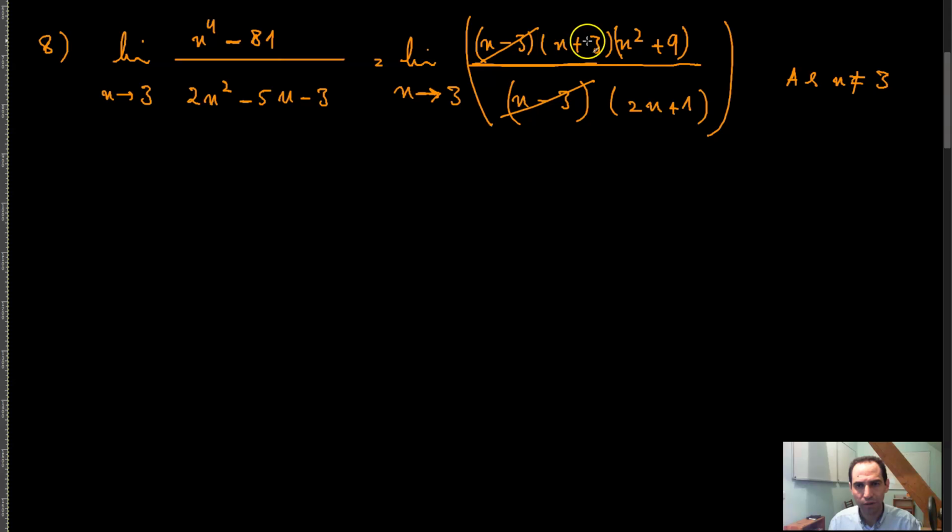So then the whole thing becomes basically 3 plus 3 is equal to 6, and 9 plus 9 is equal to 18, times 18. And over here you have 2 times 3 is equal to 6, 6 plus 1 is equal to 7. And that's the same thing as 6 times 18, which is 108 sevenths, which is the correct answer. Okay. That was question number 8.